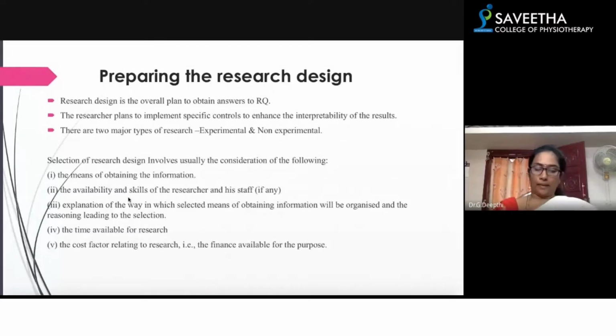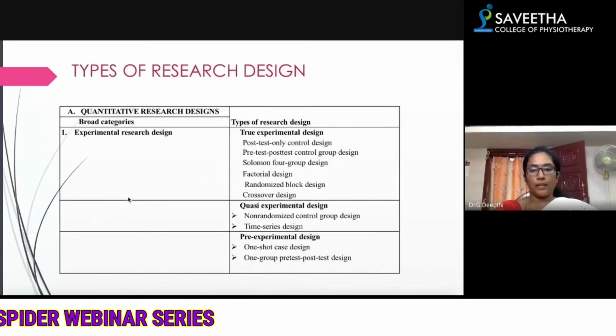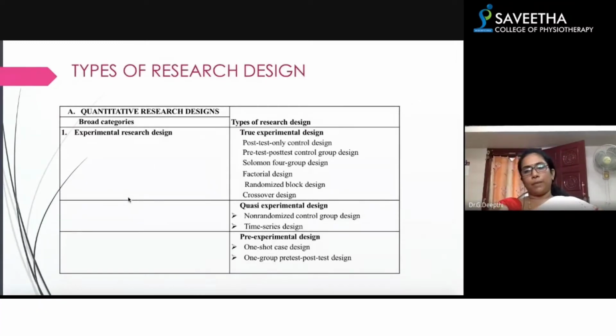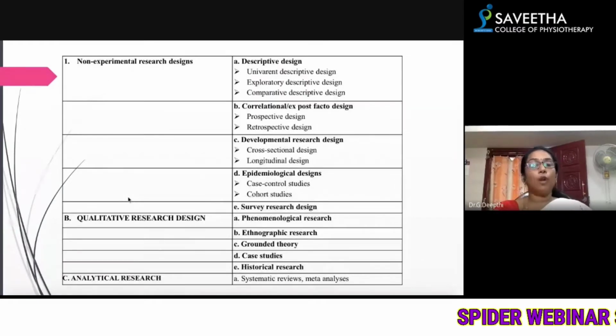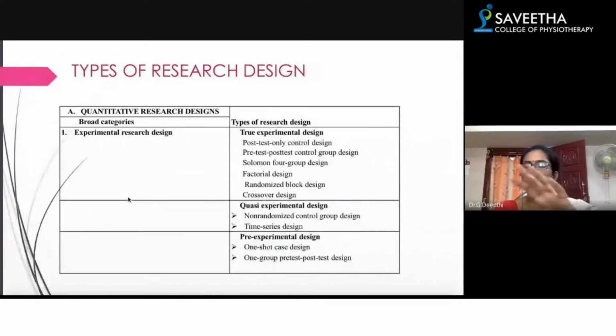Here, in the research designs, you have experimental and non-experimental research designs. These experimental and non-experimental research designs come under your quantitative research design. And you have qualitative research design and analytical research design. I'm not going deep into it. I'll just tell you the difference between these three.